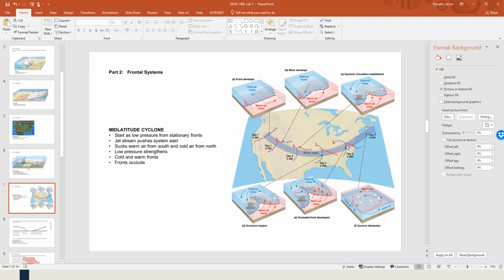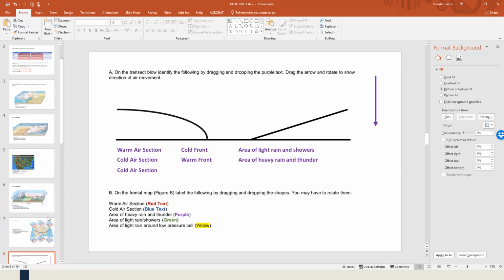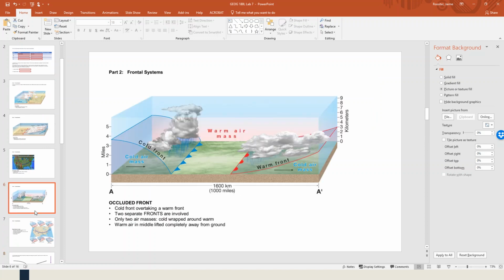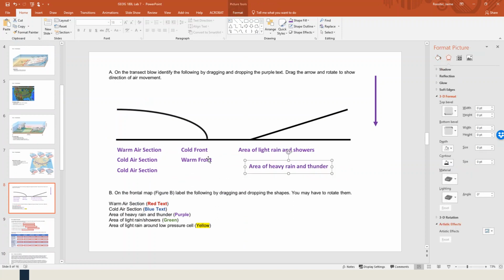So in this lab section, the first thing that you're going to do is fill this out. You're going to drag these purple letters, purple text, to where they go on this transect of a front. And you're going to notice, hopefully, that it looks an awful lot like this. You're just going to drag these to where they need to be, as close an approximation as you can get on this figure. And then you're also going to have to tell me the overall direction of the air, which way it's moving. And in order to do that, you're going to have to rotate this and spin it around.